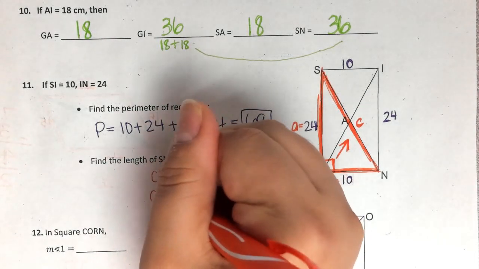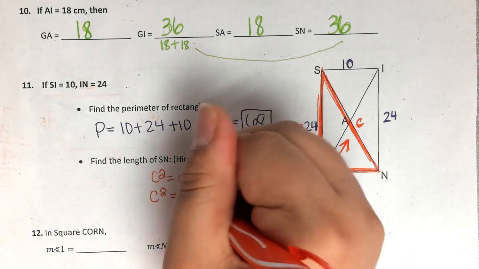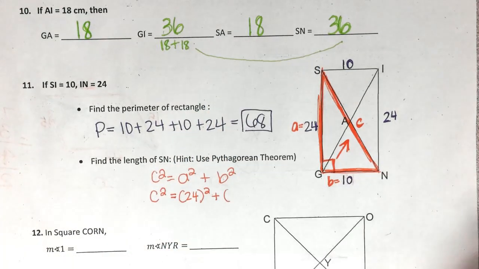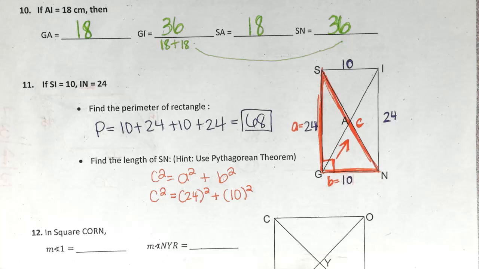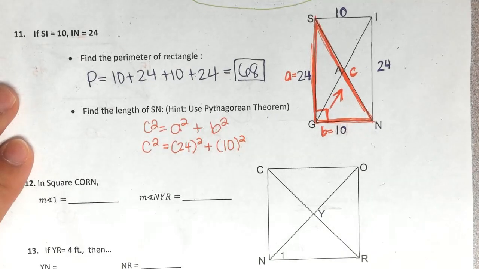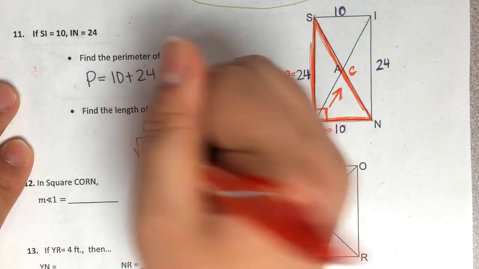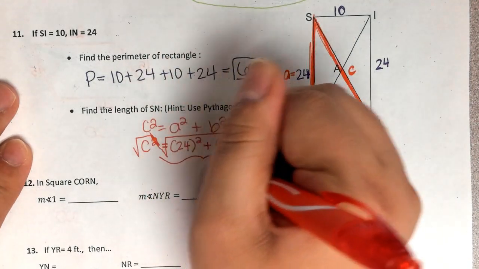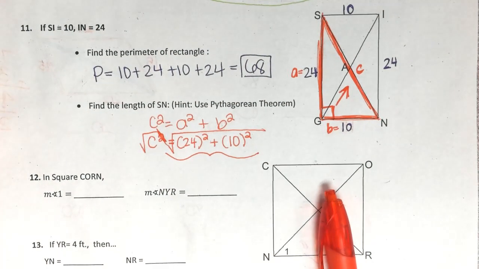So C squared, I don't know what it is, but I know A is 24 squared, and I know B is 10 squared. How do I get C by itself? Square root. And then what are we going to do with all of this? Just put it in Desmos. How do I put this in Desmos? What do I have to type in first? Type in the square root, and then you're just 24 squared, exactly what I wrote, parentheses 10 squared.